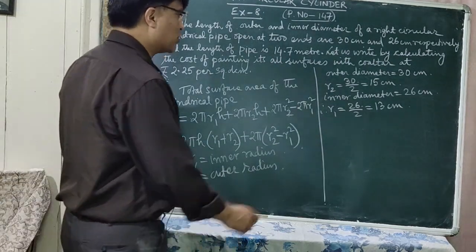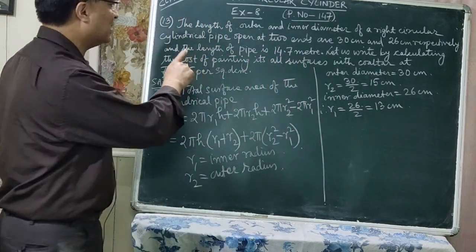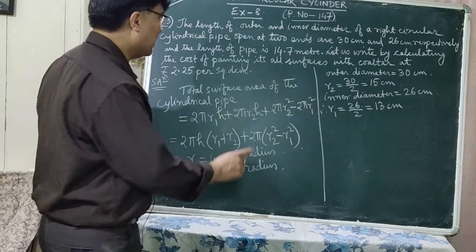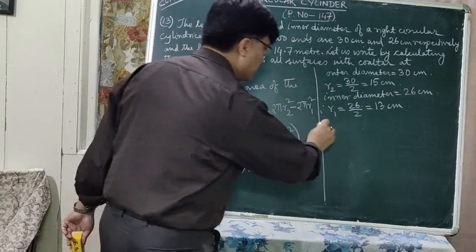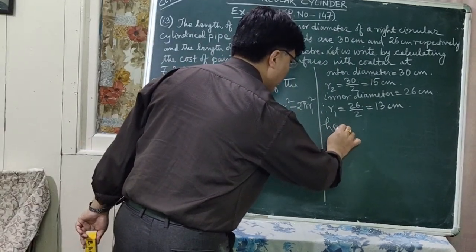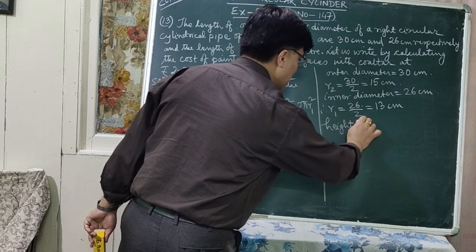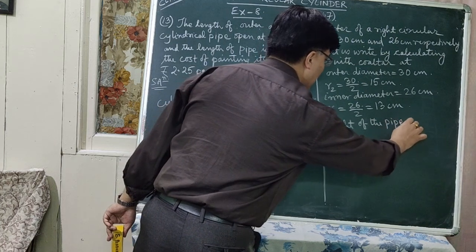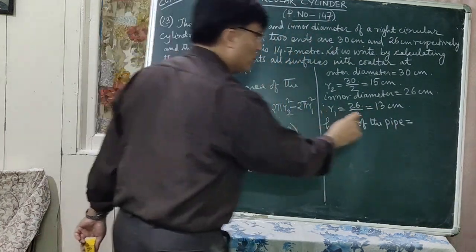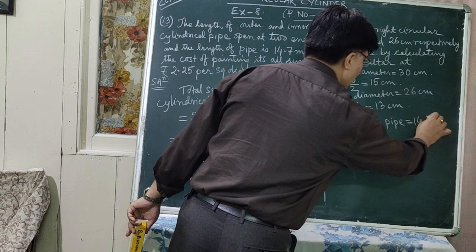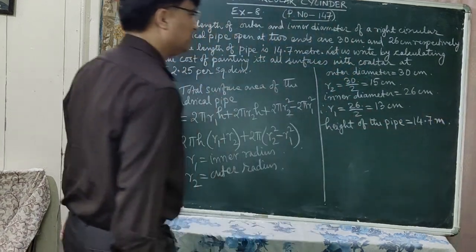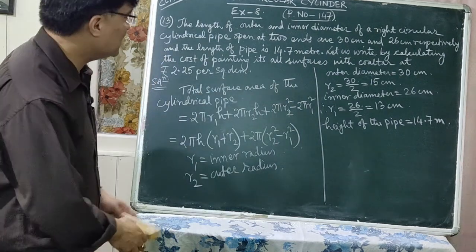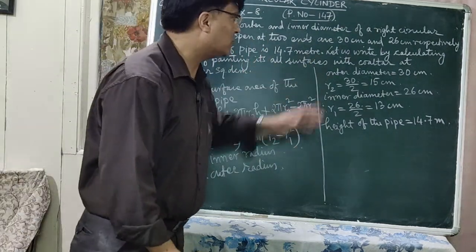And what is the value for H? What is the length of the pipe? It is 14.7 meter. So length of the pipe is 14.7 meter. That is the height of the pipe. The height of the pipe is equal to 14.7 meter. So I think you have understood it now.